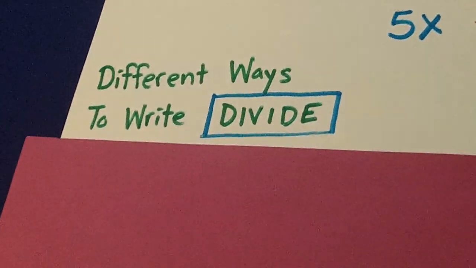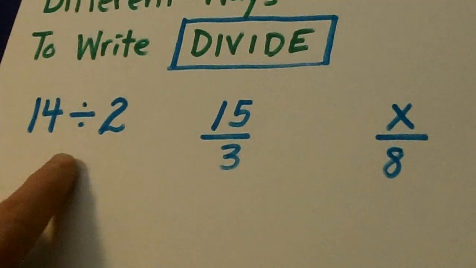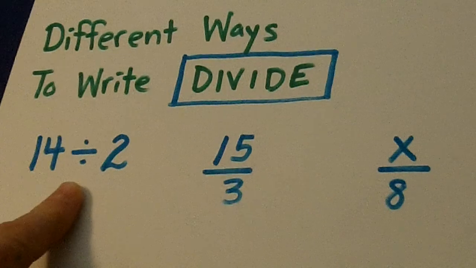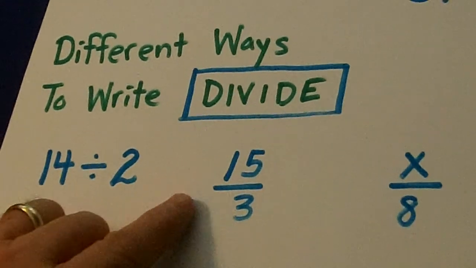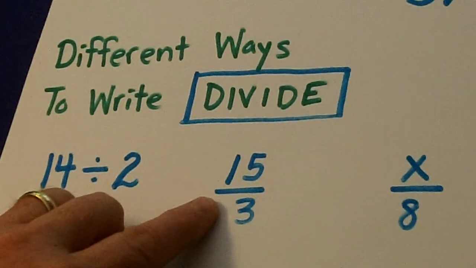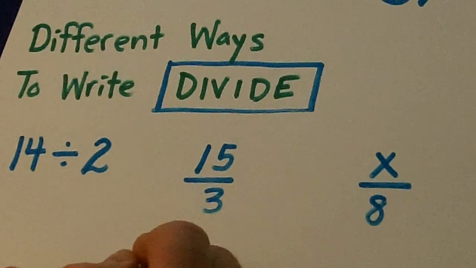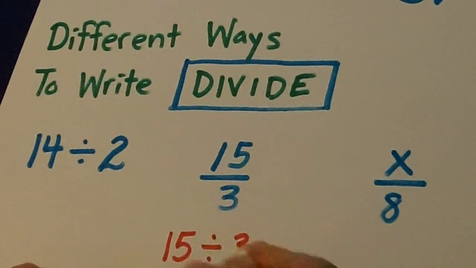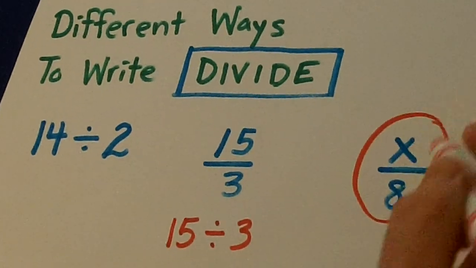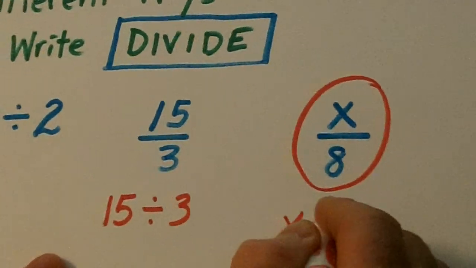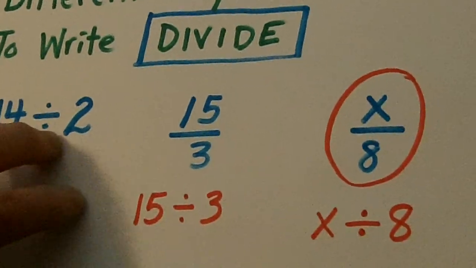Okay, different ways to write divide. Okay. Now, this is how we saw it in elementary school, but as we get into pre-algebra, many times our division is going to be with this fraction sign. This fraction sign means this, 15 divided by 3. And many times in our pre-algebra, we will have x divided by 8. So we just need to know those. Okay?